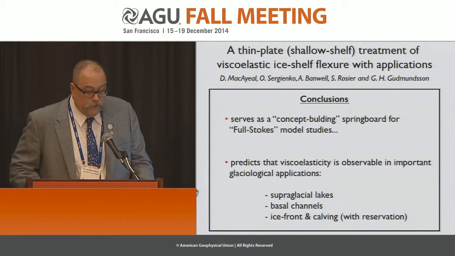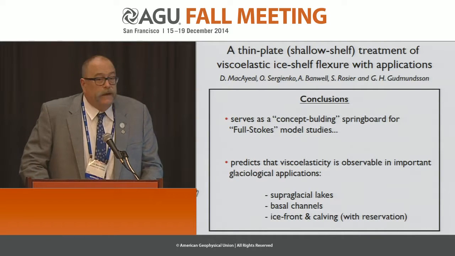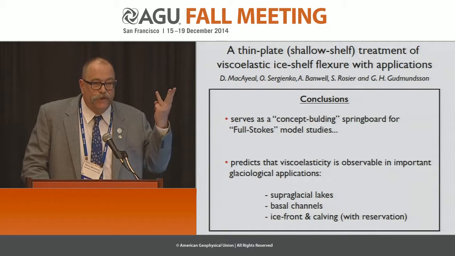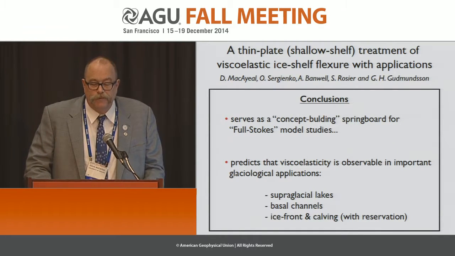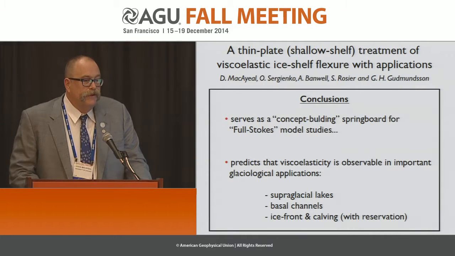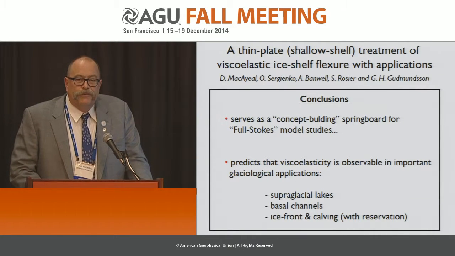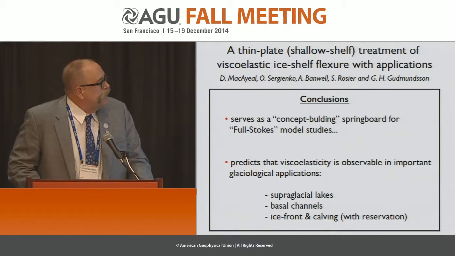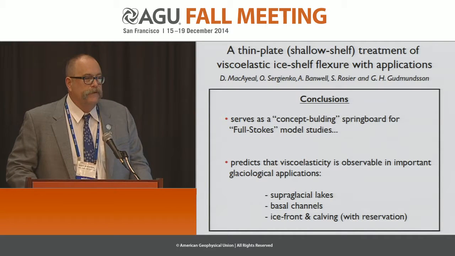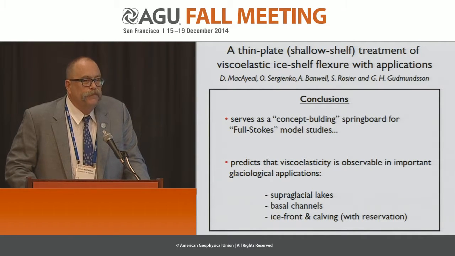So in conclusion, the low-order shallow shelf approximation with all three of its components serves as a springboard for full-Stokes models of ice shelves. I love full-Stokes models, and their best property is that they are able to reproduce shallow shelf behavior. And finally, we should be able to observe viscoelasticity on ice shelves. This is both good and bad.